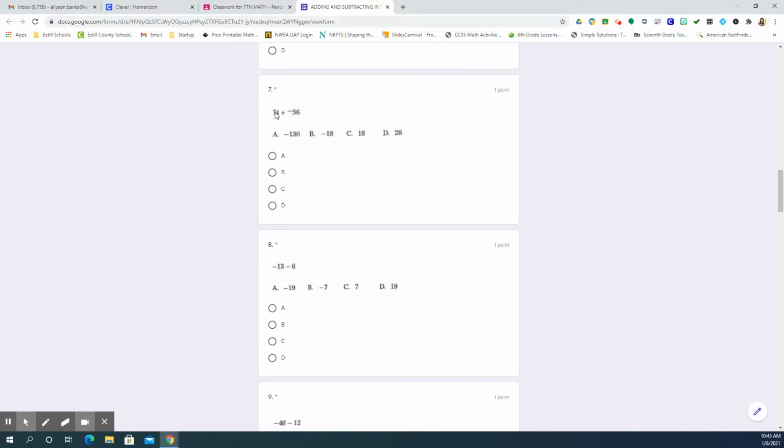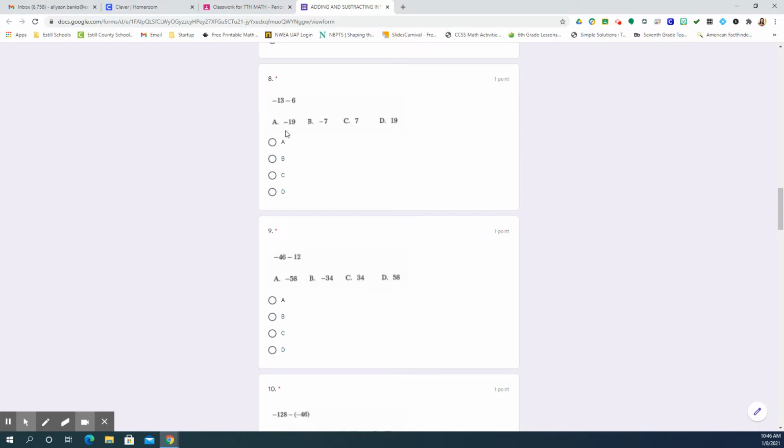Okay, same signs you add, different signs you subtract. These are different signs, so you will subtract. It's going to be positive because 74 is greater than -56. So it can't be A or B. So it's going to have to be C or D. And I want you guys to come to the conclusion which answer it is.